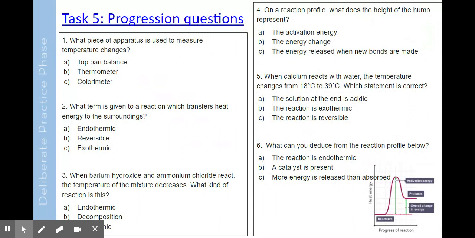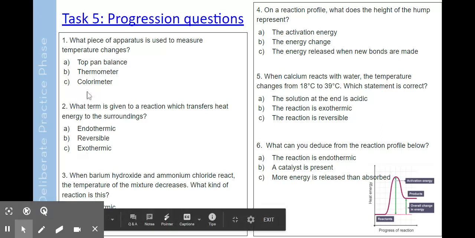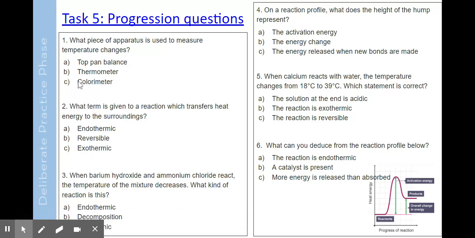That leads us on to task 5, which are your progression questions. Now these questions are multiple choice, A, B or C. So all I want you to do is highlight your answer and change the colour of it, or highlight it using the highlighter icon, or tick it using the slash, and then come back to check your answers. So pause this lesson video. All of these questions are on your student worksheet. Complete the task. Come back once you have done that to green pen your answers.